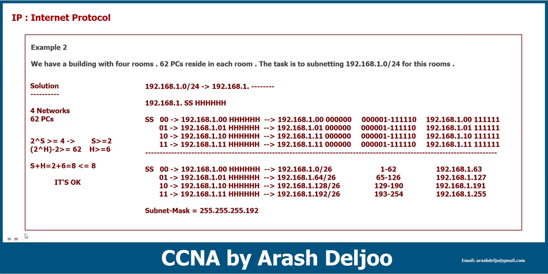Okay, after that, let me give you one shortcut. Look here. The first IP address, as you can see, is 192.168.1.0. This is the network address of the first network.